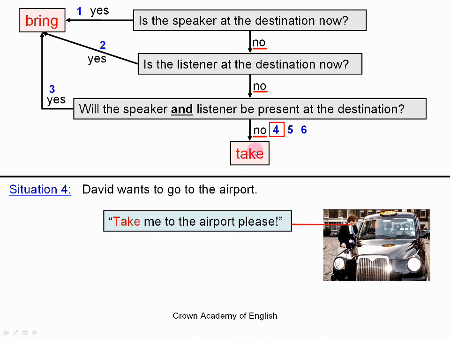And that is why we come here and we use the word take. Take me to the airport. Okay? Bring is wrong in this context. And this time, the arrow is in the other direction. The movement is away from David. That is important.